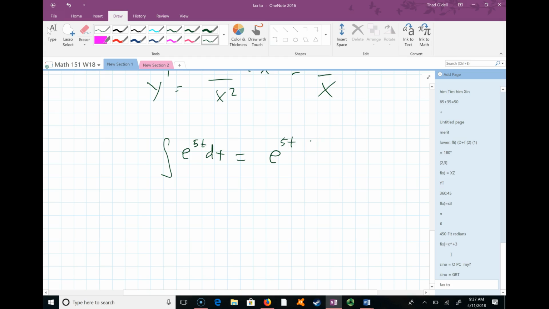But now if I take the derivative, that's going to be e to the 5t times the derivative of 5t, which is going to kick out a 5, isn't it? The chain rule is going to kick out a 5. So this is kind of like the power rule. We have to make a little adjustment. So what do we need to put out front? 1/5. And then plus c. We doing okay?